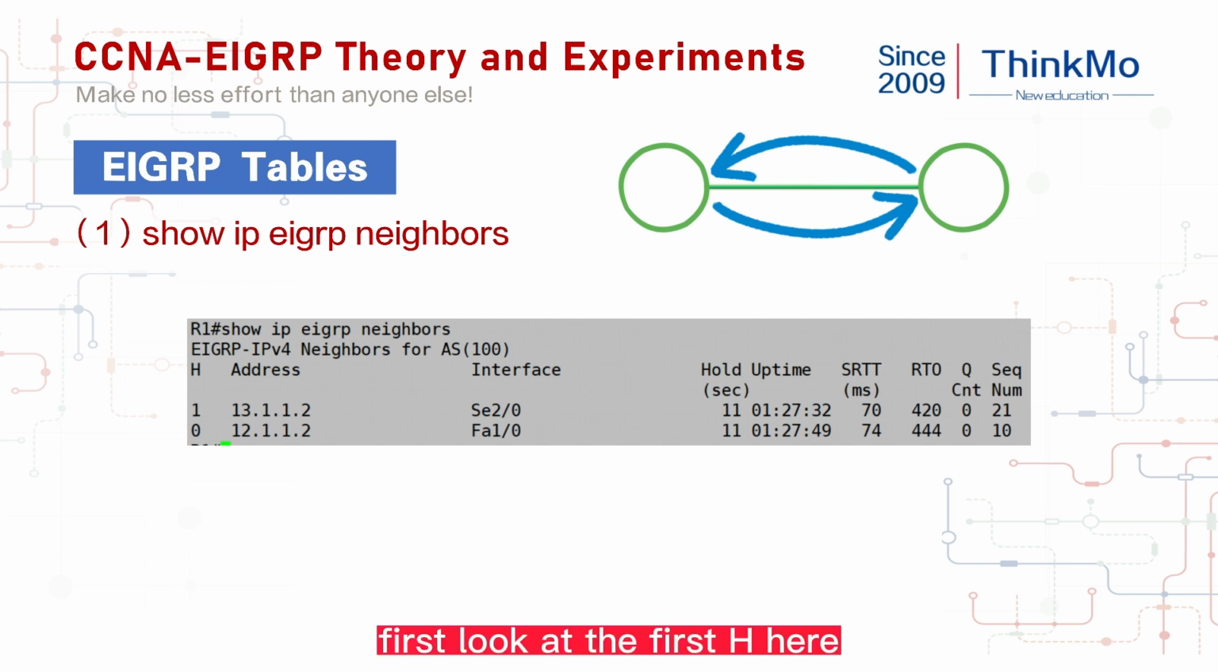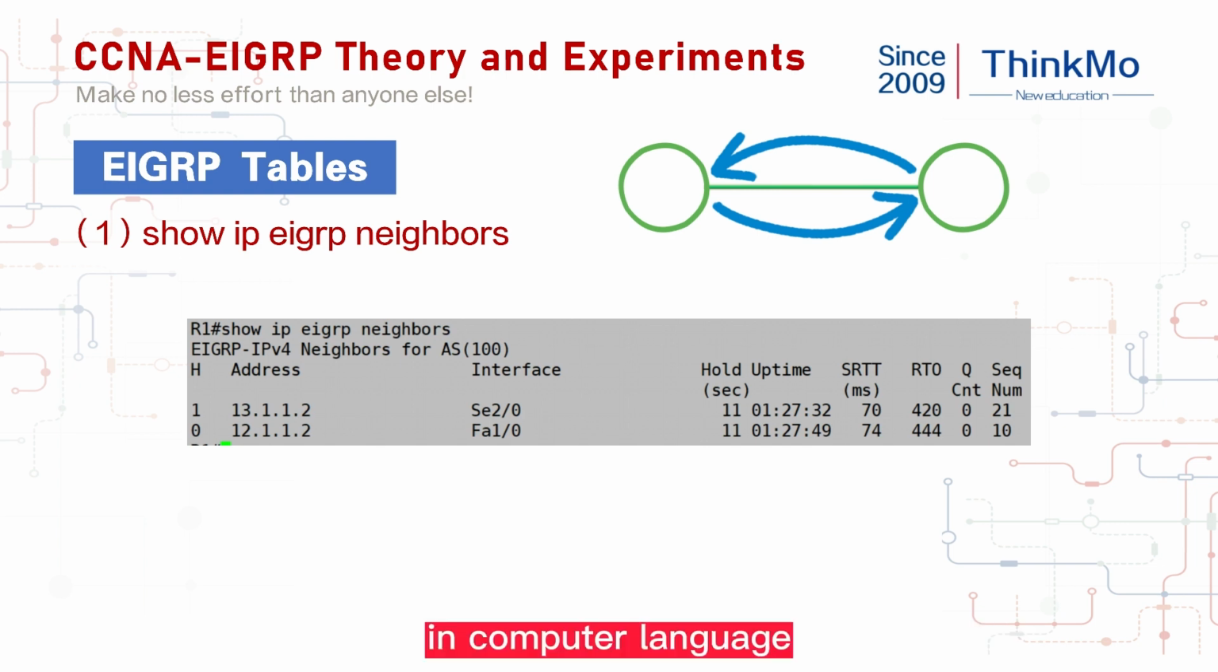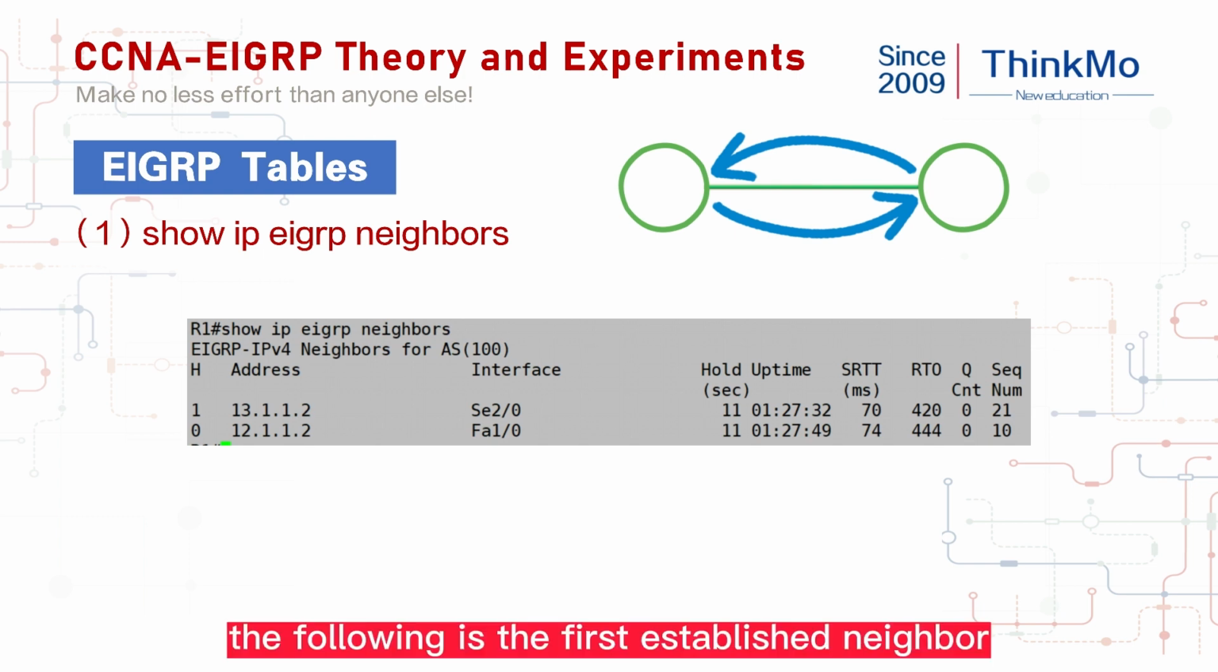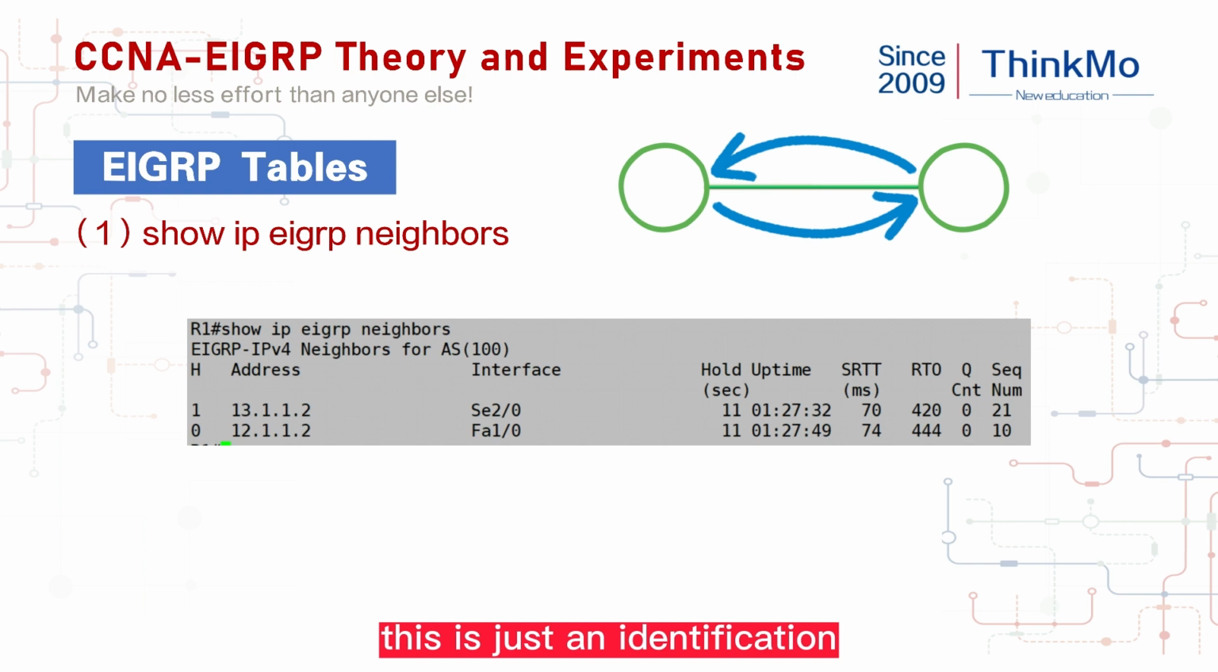First look at the first H here. 1 is 0, 1 is 1. This is the order in which neighbors are established. In computer language, the first digit is always 0 and the second digit is 1. So it means that the following is the first established neighbor, and the above is the second established neighbor. This is the order between them. This is just an identification.